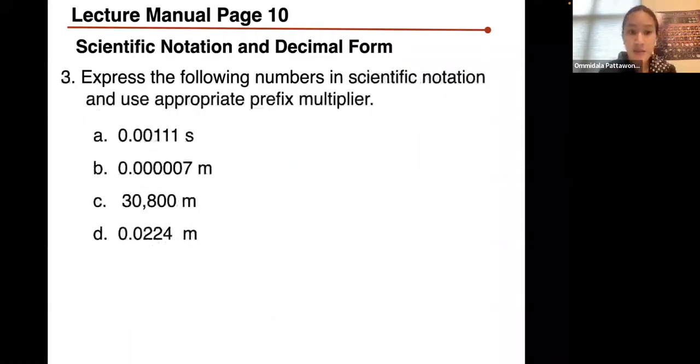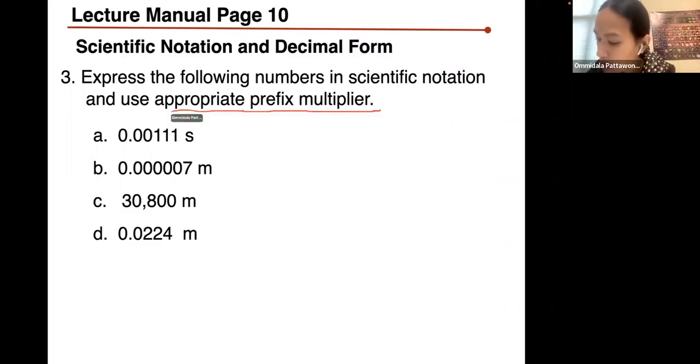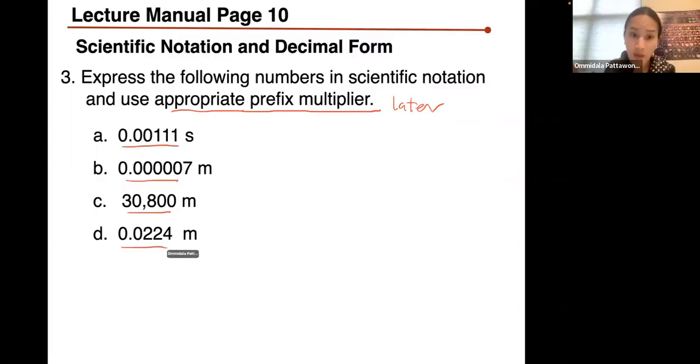Now let's take a look at number 3. This one is giving you the decimal form, and you will need to report these numbers in scientific form. I'm going to revisit the appropriate prefix multiplier later. Right now, we're just going to convert all these values into scientific form. That's all I'm going to do.